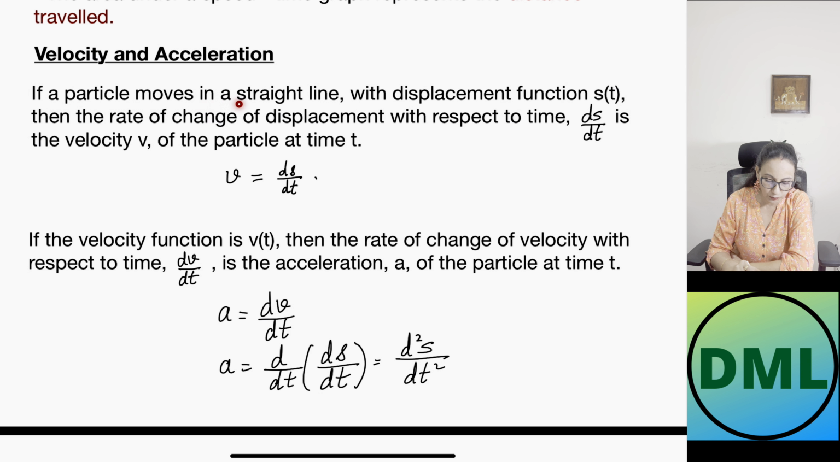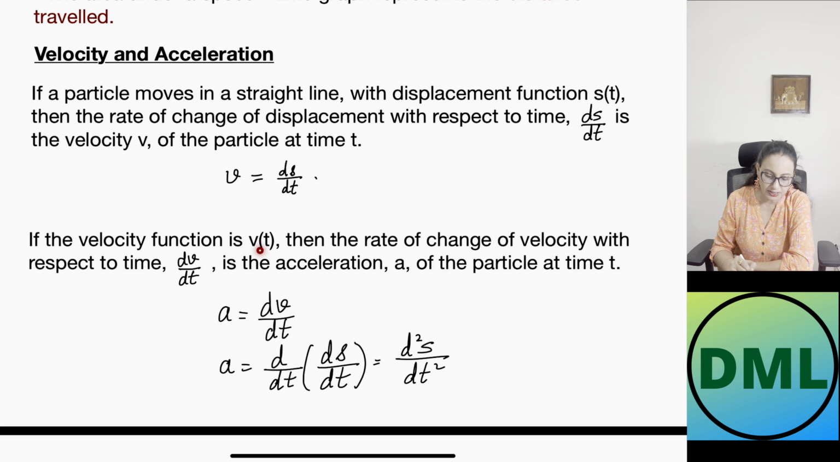If a particle moves in a straight line with displacement function s(t), then the rate of change of displacement with respect to time, ds by dt, because I am differentiating the displacement with respect to time, is the velocity v of the particle at time t. So my velocity will be given by differentiation of the displacement with respect to time.